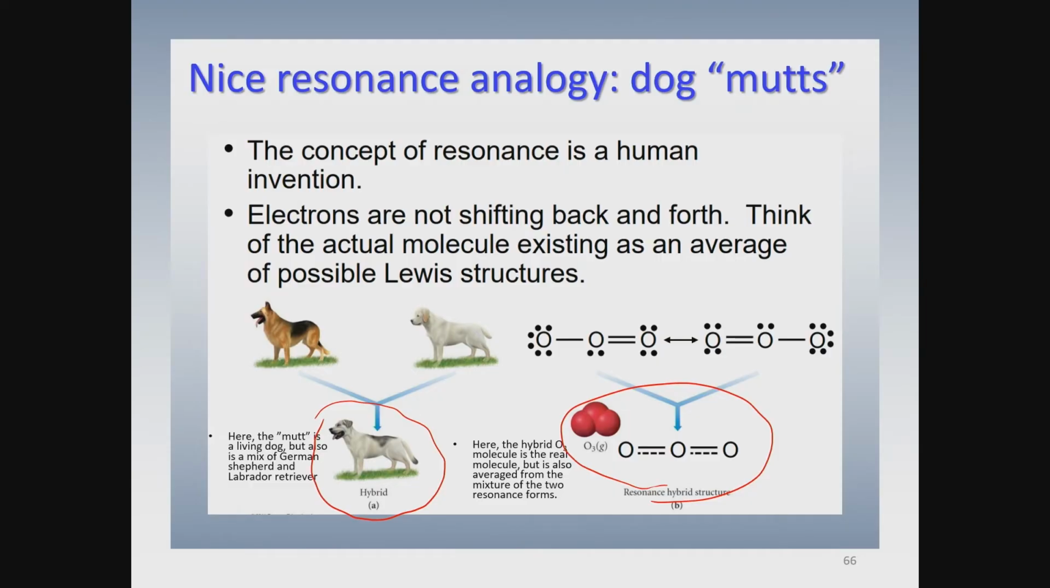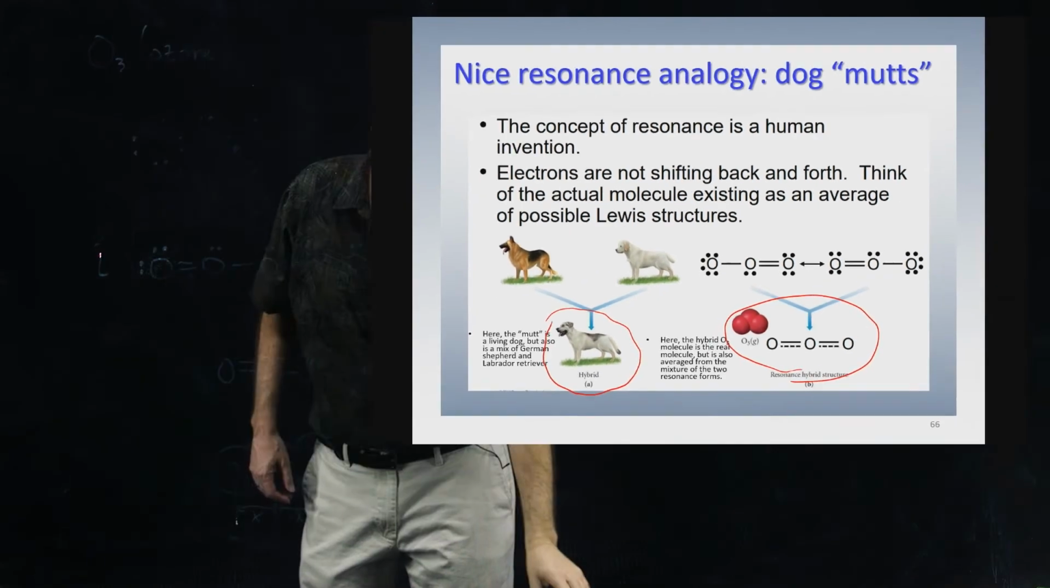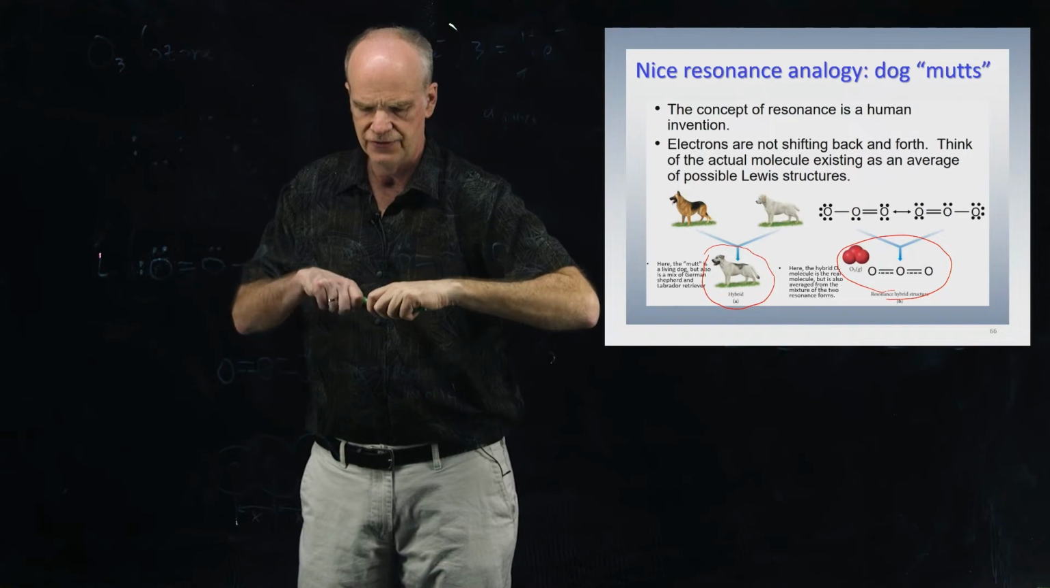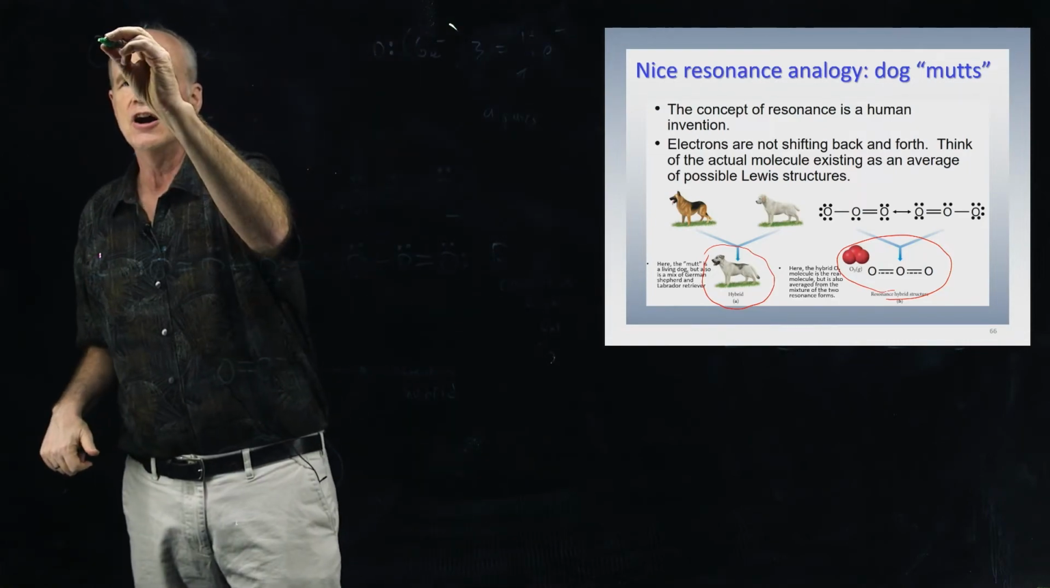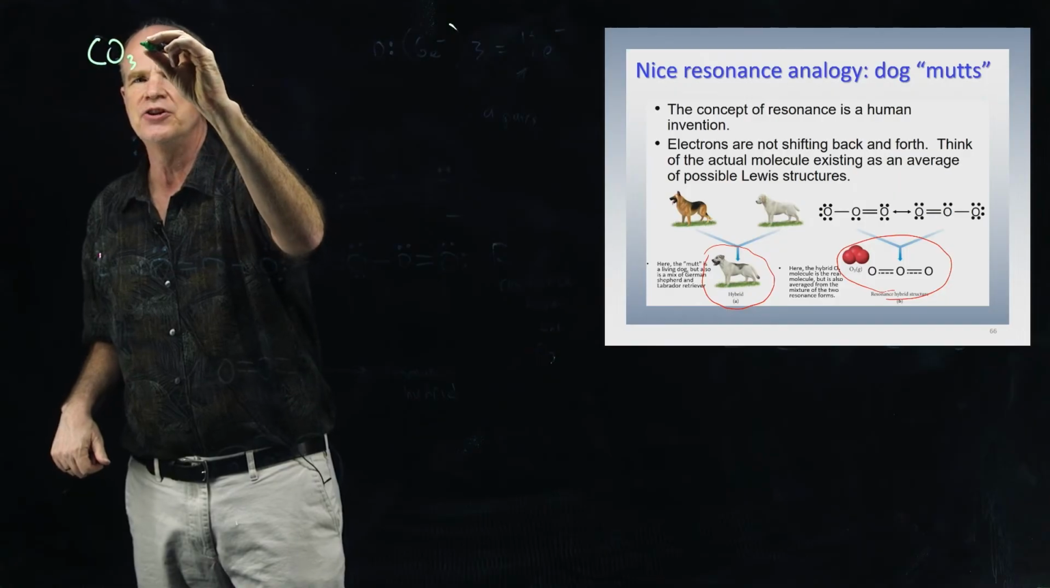Okay, so we're going to move back to the glass board, and let me just give you one more quick example here. The final example I want to go over of a molecule which has resonance forms is the carbonate ion. So this is CO3 2-.